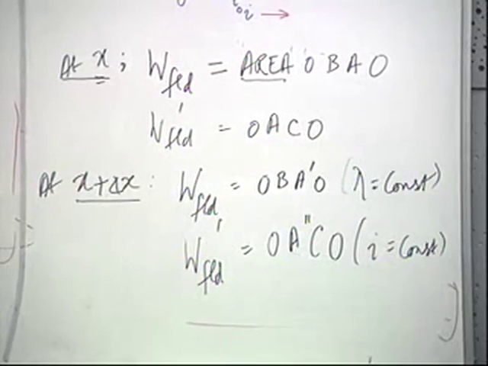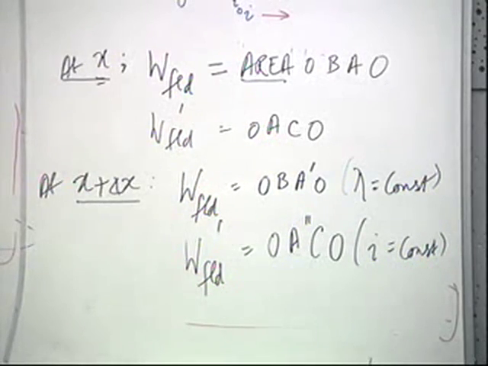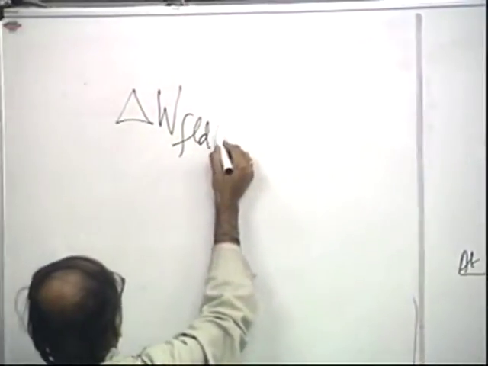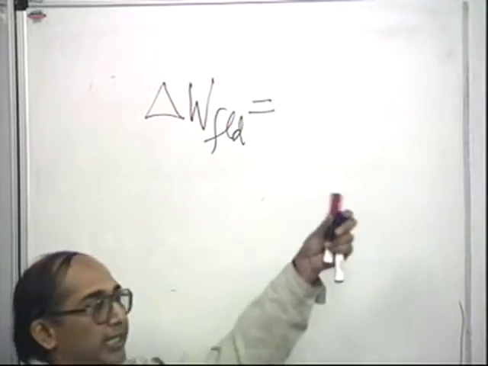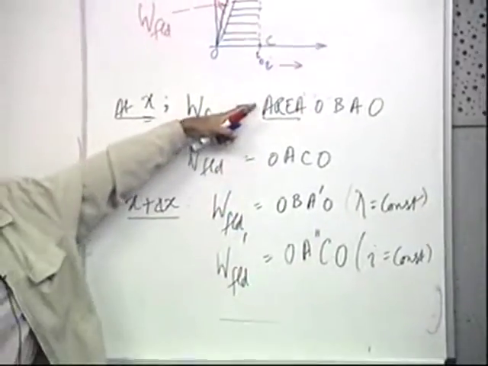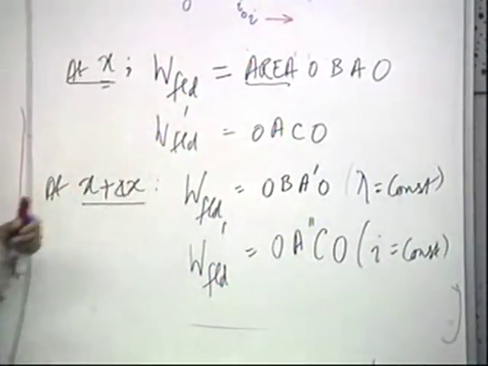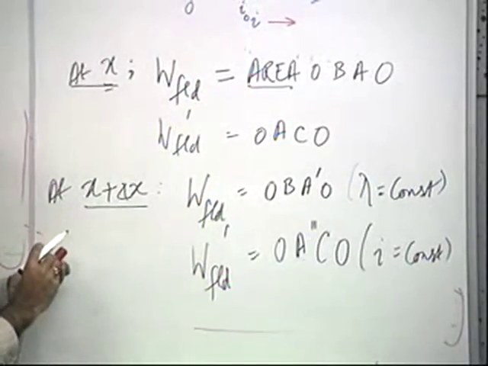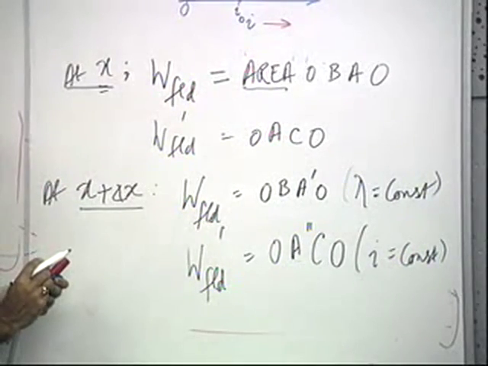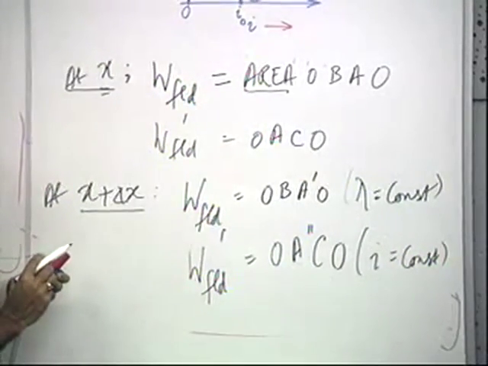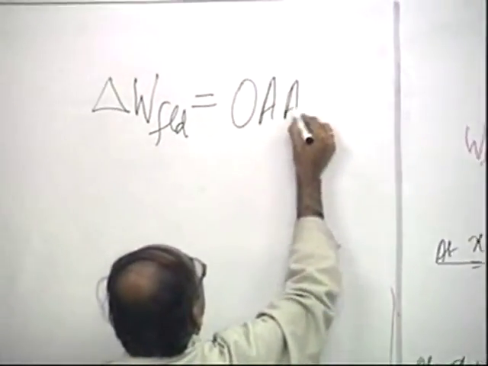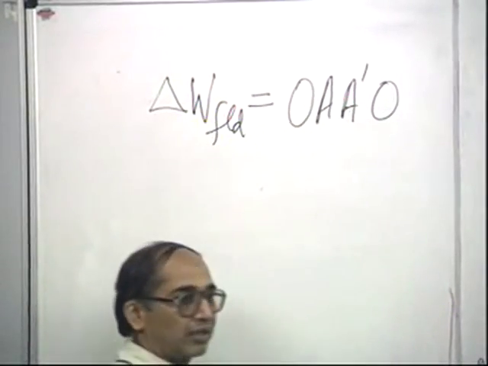Now, according to our conclusions, we would expect what is the delta W field due to delta X. What is delta W field now? Because we have seen these two are the areas, that means this area minus this area, right? What is that area? Please tell me, what is that area? O A dash O. Okay.